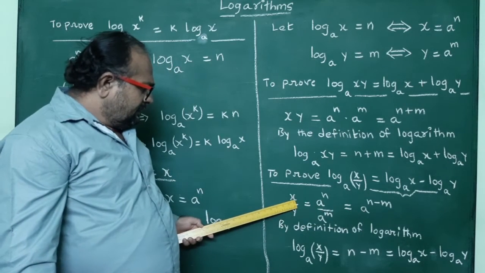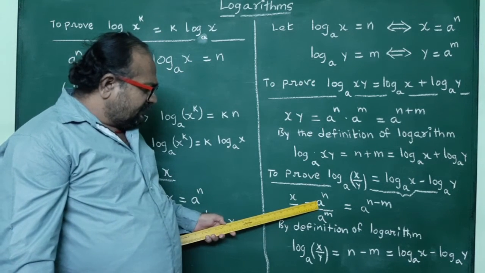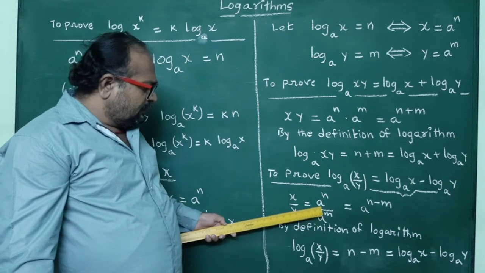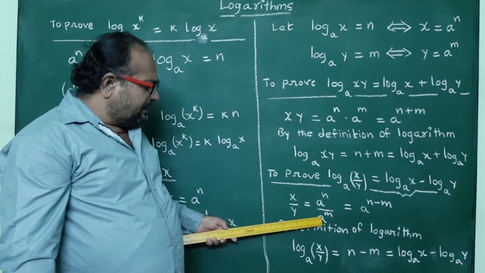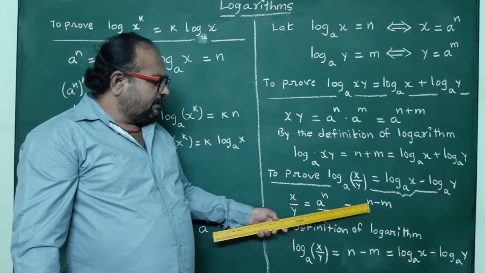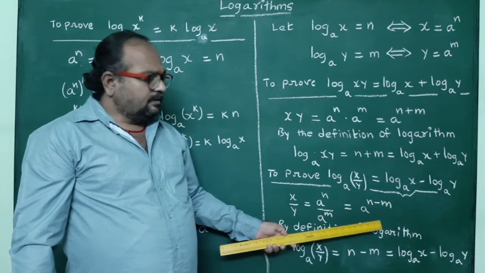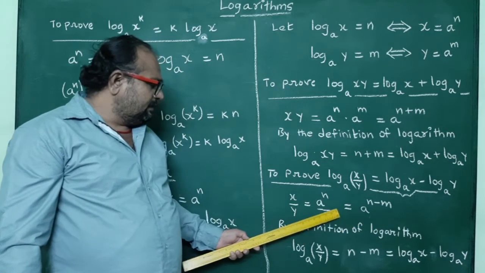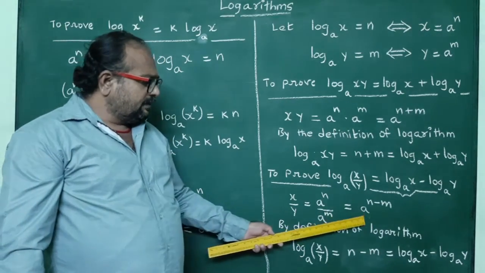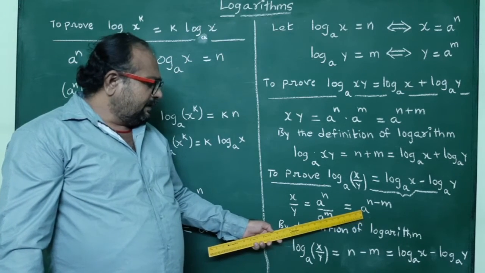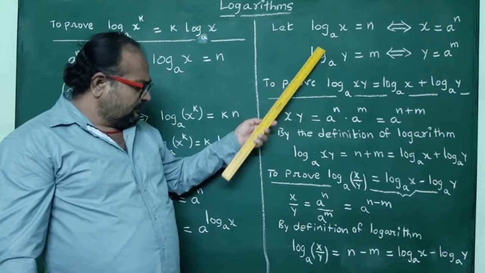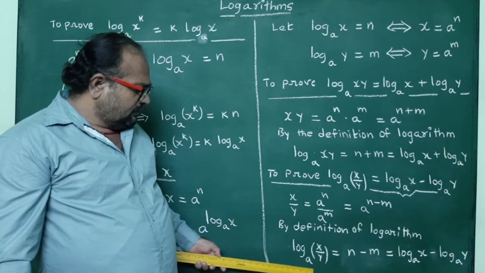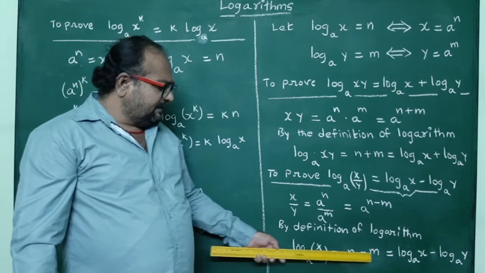So, in place of x, I have written a power n, and in place of y, we can write a power m. But a power n divided by a power m is equal to a power n minus m. Again, by the definition of logarithm, we can write log x by y to the base a equal to n minus m.